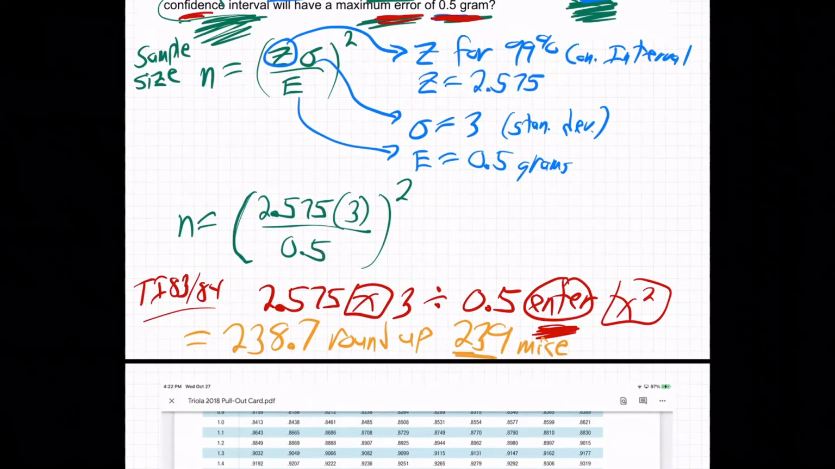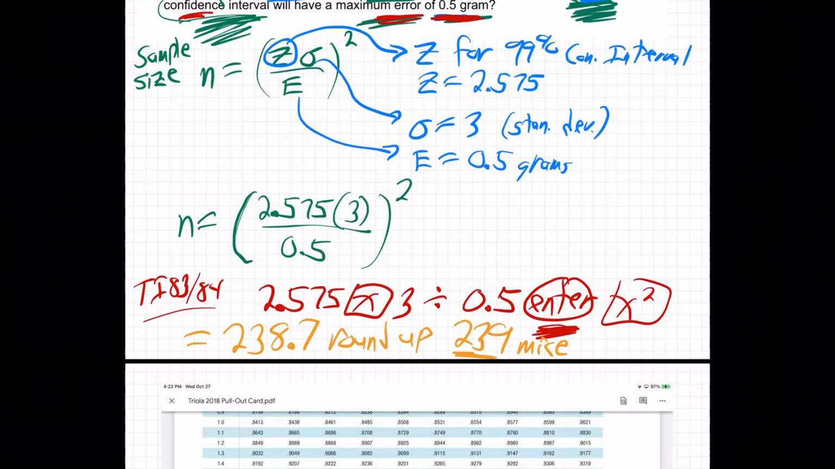If you want the kind of accuracy they want on this study, you're going to have to include 239 mice in your sample, right? The more you include, the stronger your confidence that you're really getting to the truth of whatever's going on, the cancer treatment, the election results, or in this case, the weight of the mice after they have the special diet. You're going to need to include 239 mice in your survey.